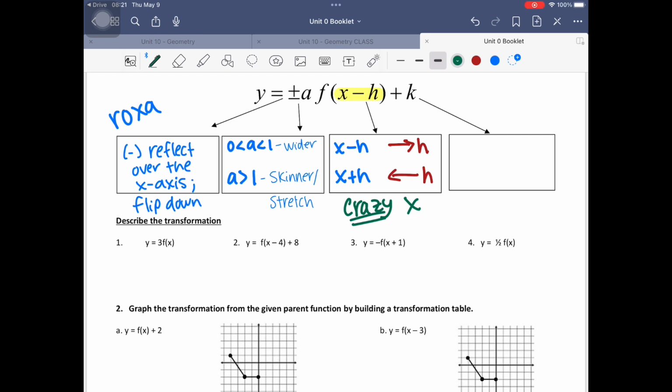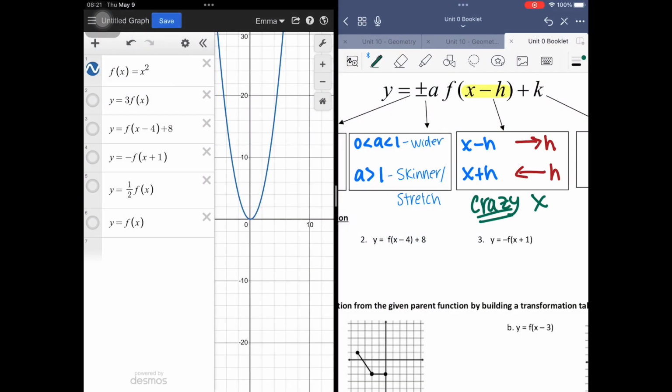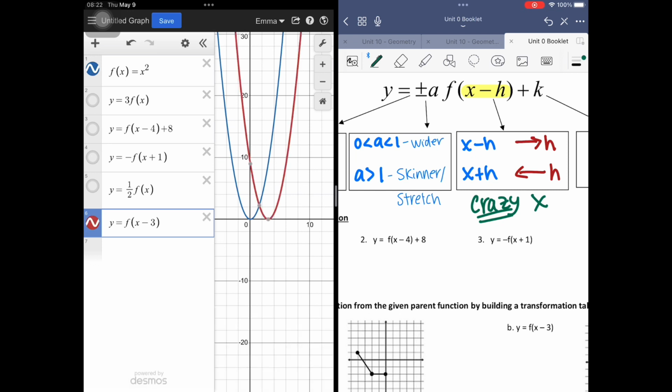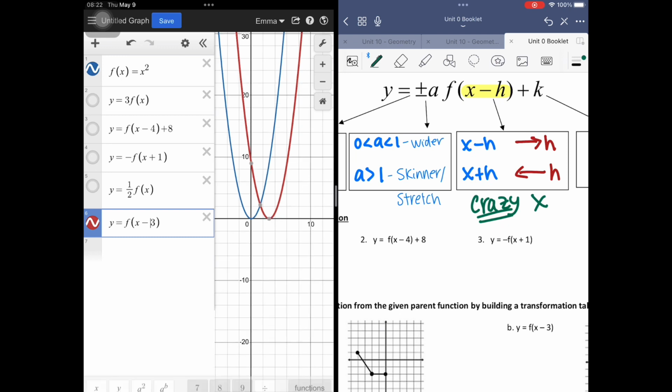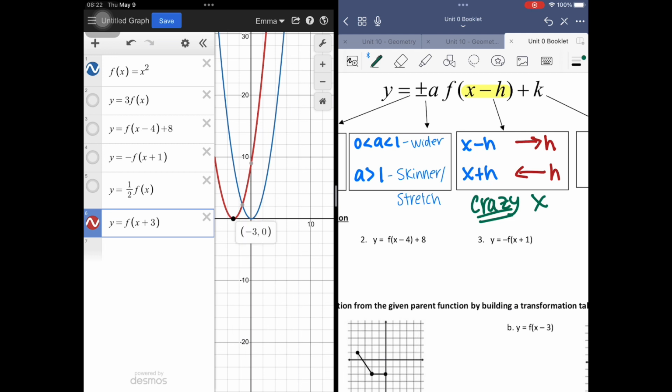And if we want to see that, we can look that up on Desmos. I'm just going to change this one. I'm going to do minus 3. See how it went to the right 3? The vertex right here went right 3. That's what I'm looking at. Now if I do plus 3, it's going to go to the left. See, the vertex went left 3.